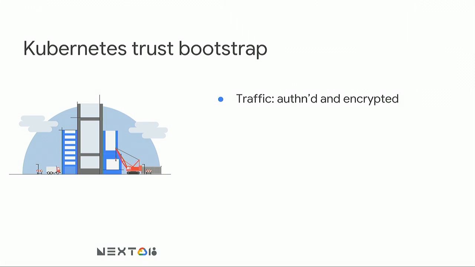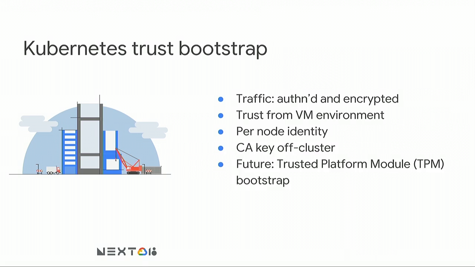So, properties of this procedure: the traffic's all authenticated and encrypted, the trust comes from the virtual machine. We end up with a per node X509 identity, which is actually really important. CJ will talk later about how this is useful in control plane security with the node authorizer. I mentioned the CA is off the cluster. And in the future, we're looking at how we can improve this bootstrapping process. In Kubernetes 1.11, my team contributed some code that will allow the kubelet to bootstrap itself using a trusted platform module. And the idea there is that the kubelet will no longer have to handle the key material directly. So that will be a security win.